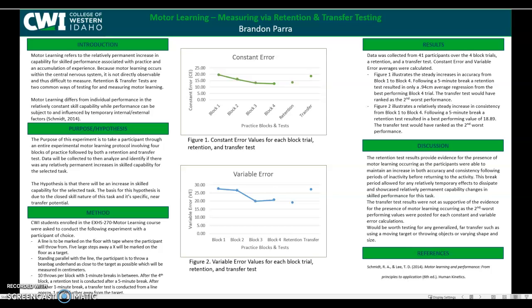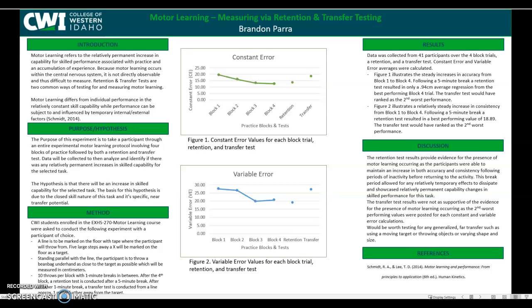So the data that was collected from each student was entered in and compiled in an Excel spreadsheet. At the end of the experiment, we had data collected from 41 total participants for each one of their practice block trials, retention, and transfer test. The values that were entered were averages for constant and variable errors that were calculated for each block trial and test. So with figure 1, we're looking at constant error.